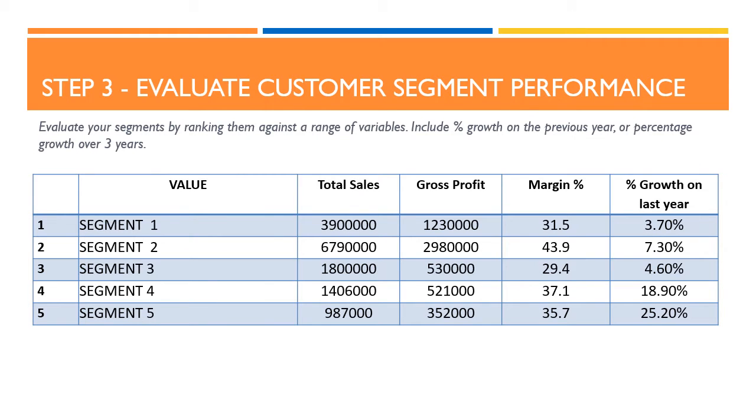The next step is to evaluate the performance of your segments. To do this, evaluate your segments by ranking them against a range of variables. Include percent growth on the previous year, or percentage growth over 3 years. In this example, we can see that segment 2 has the highest gross profit and highest margins, although growth is only 7.3% of the previous year. This approach enables us to consider where we need to defend market share, invest for growth, and as with segment 3, rethink how we position our products or services.